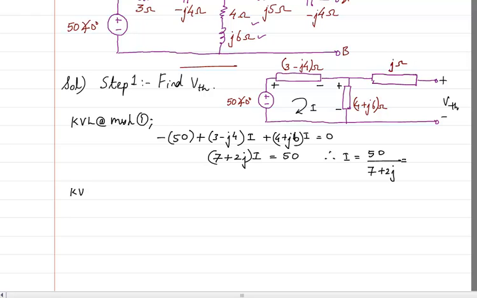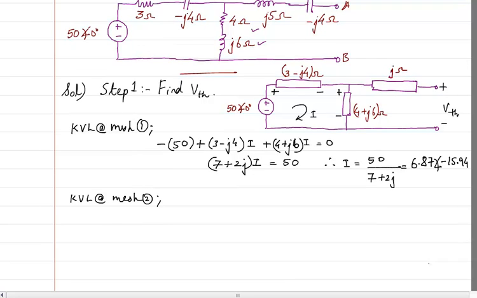Okay, so before that, let me find out what is the value of I, because I will use that. Using a calculator, I can find out its value: 6.87 with an angle of minus 15.94. You can check with the calculator.